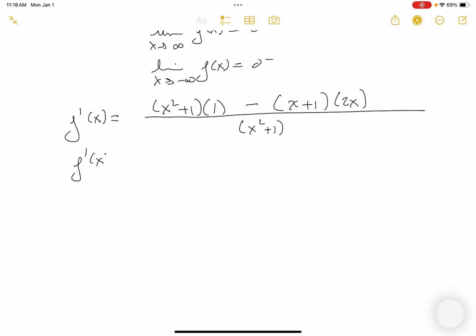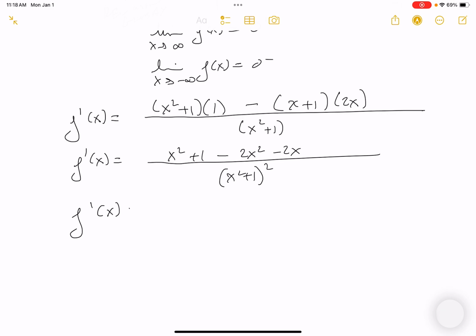Let's take a look at this over here. f prime is over x squared plus 1, squared. And what do you get on top? You get x squared plus 1 minus 2x squared minus 2x. You get this on the bottom again. Not much I can do about that. On top, what do you get? You get minus x squared minus 2x plus 1.